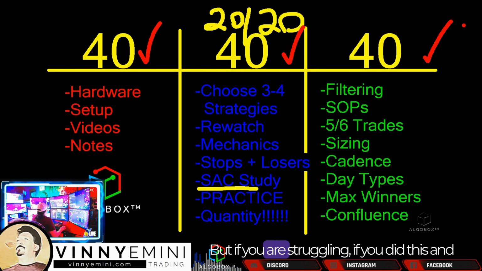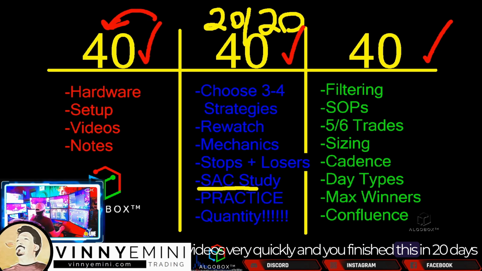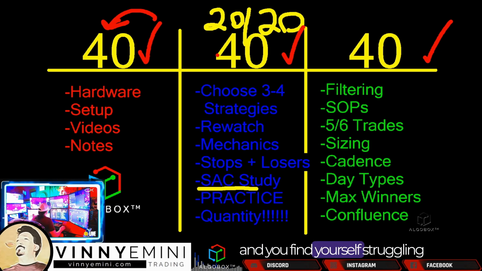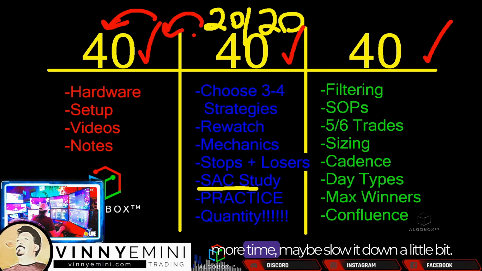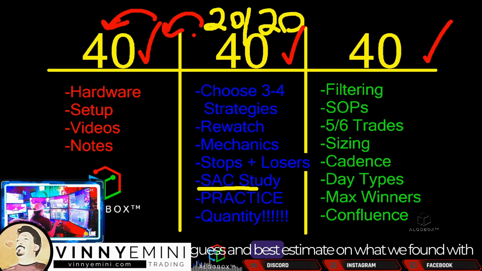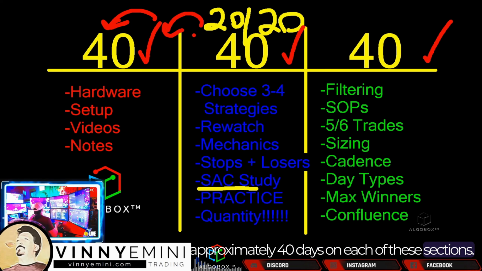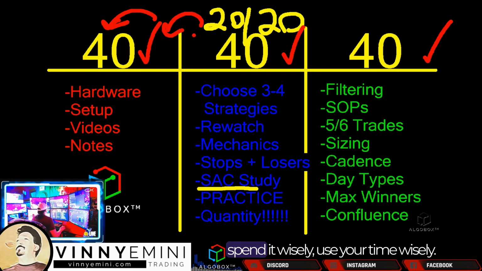But if you are struggling, say that you shortcutted this and did all the videos very, very quickly and finished this in 20 days, and you find yourself struggling on any of these sections, I would encourage you to go back and spend some more time, maybe slow it down a little bit, because this is my best guess and best estimate on what we found with the most successful traders in our crew. They have taken approximately 40 days on each of these sections to spend that time in there and spend it wisely.